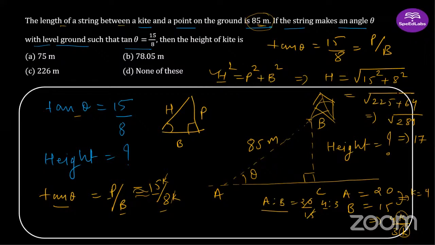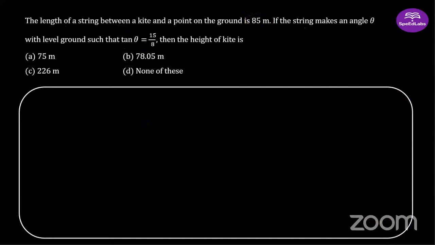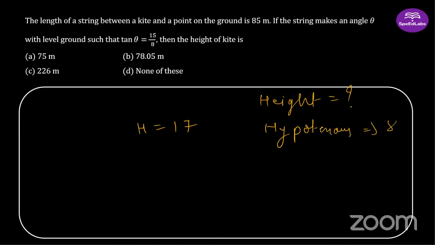Okay. So we got this value, hypotenuse h is 17. So we have h equal to 17. Height we need to find out, and the hypotenuse was given. Hypotenuse length is 85.